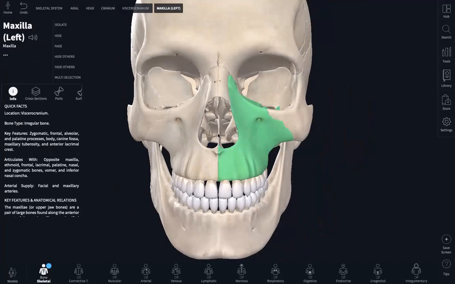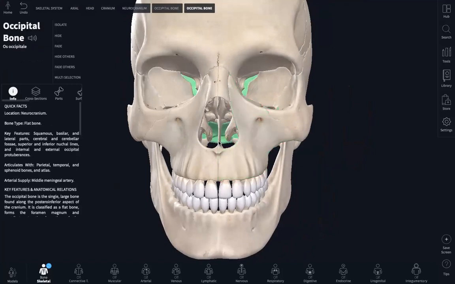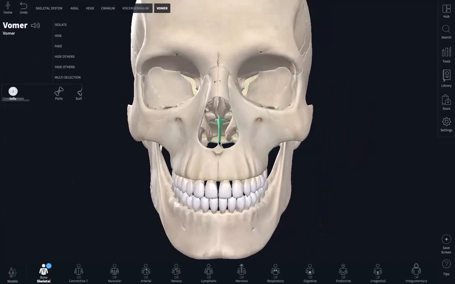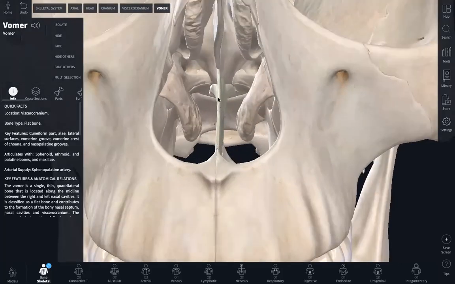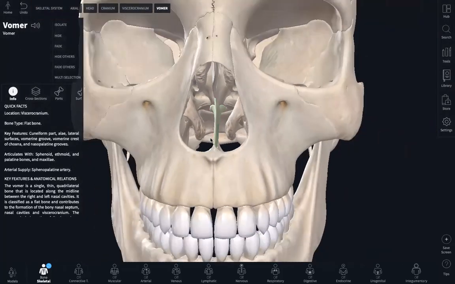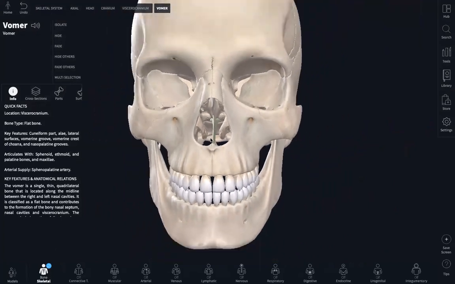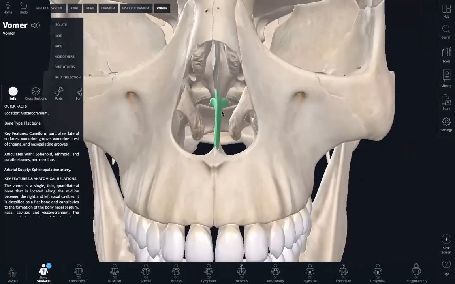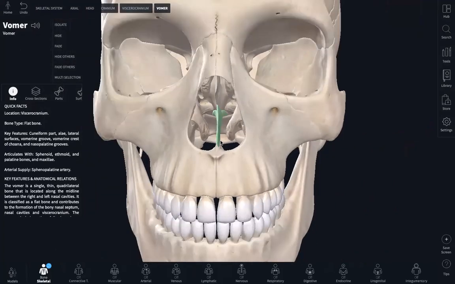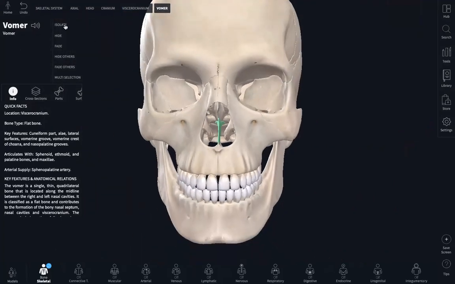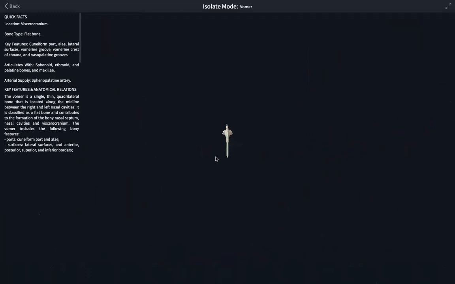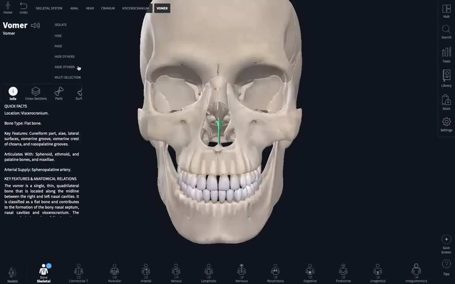Now, the floor of the nose is formed by the vomer. I'll show you the vomer here. This ridge is the vomer. Can you see it? Yes, the one in the center, right? Yeah, the one in the center in green, very thin one. Yes. Okay. So if I isolate it, you will see. Okay, so this is how it looks like. Yes, sir.